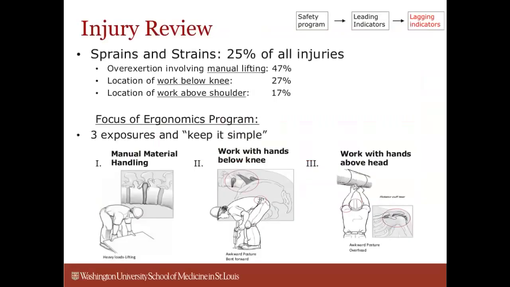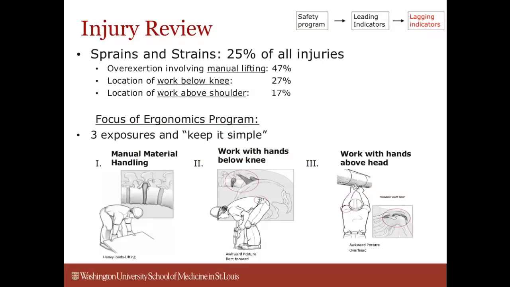Finally, he reviewed his injury logs, and 25% of all the non-fatal injuries were due to sprains and strains. And then within the sprains and strains, 47% of them were overexertion related to manual lifting. 27% of the sprains and strains related to working below knee, and 17% related to working above shoulder.